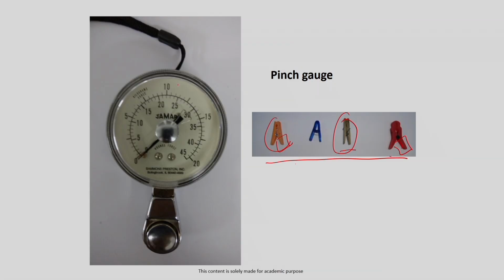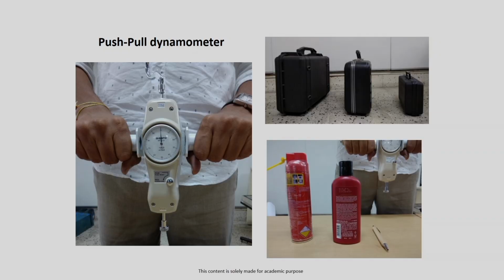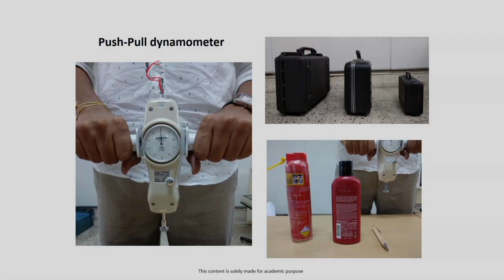So this is one dial, and if you put pressure here, it will be deflected. This is called a pinch gauge. Another example is the push-pull dynamometer. It is understandable from the name only. Here it is for pulling something, here it is a handle. If you are moving something, maybe you are thinking of load shifting or something, it is important to understand how much load you are shifting. Or in this type of case, maybe push.